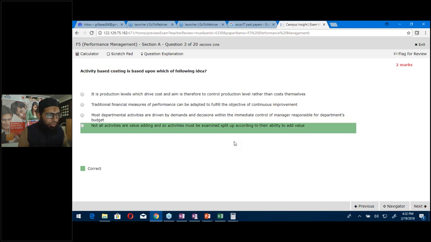Now let's look at the third question. The activity-based costing is based upon which of the following ideas? And the correct option is D. That is, not all activities are value adding, and so activities must be examined and split up according to their ability to add value. So the correct option should be D.